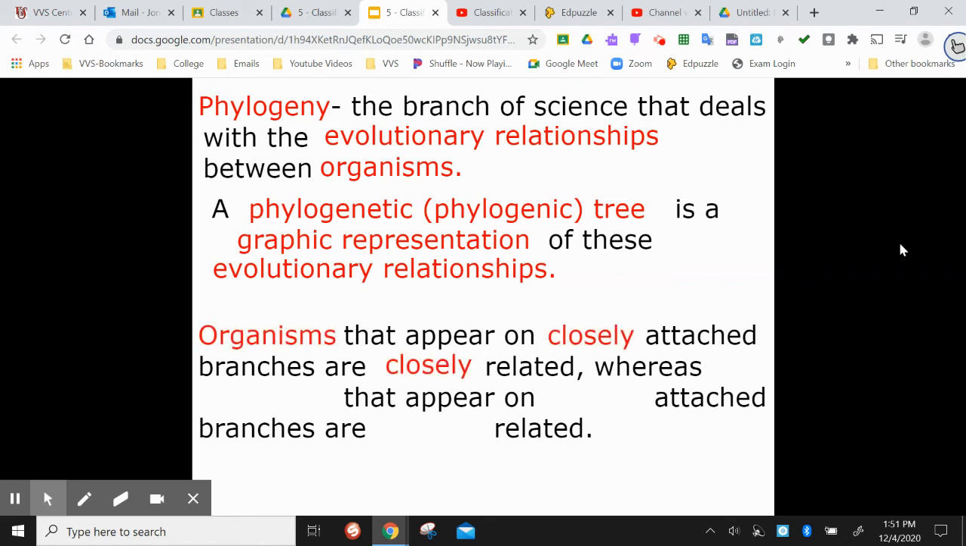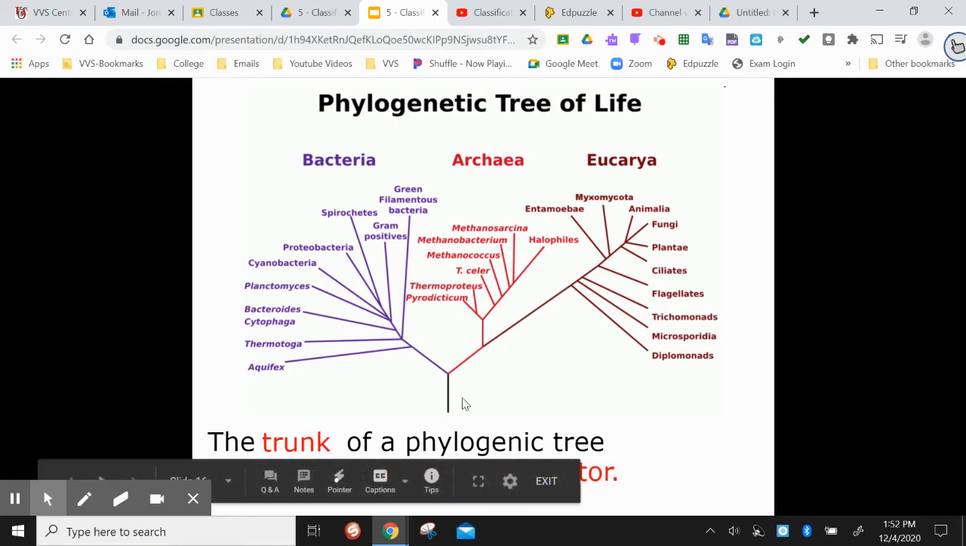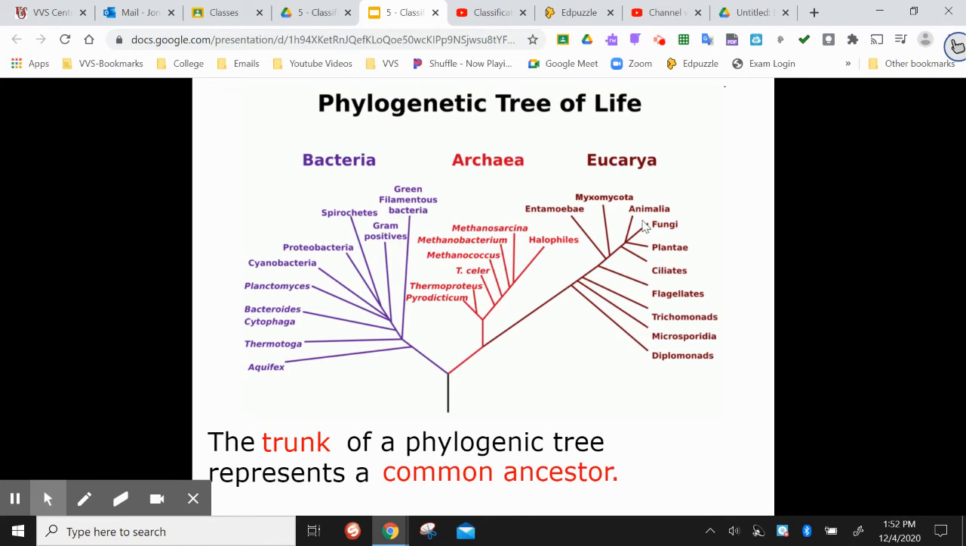Organisms that appear on closely attached branches are closely related, whereas organisms that are on distantly attached branches are distantly related. So it looks kind of like this. Down here, the trunk is what we call the common ancestor to everybody. And then it split off at some point in the past. So all of these bacteria are more closely related to each other than they are to either this group or this group. We've got three main groups here: bacteria, archaea, and eukarya.